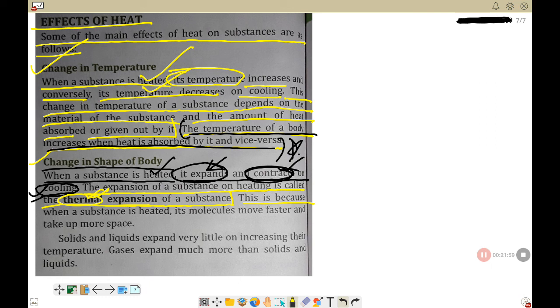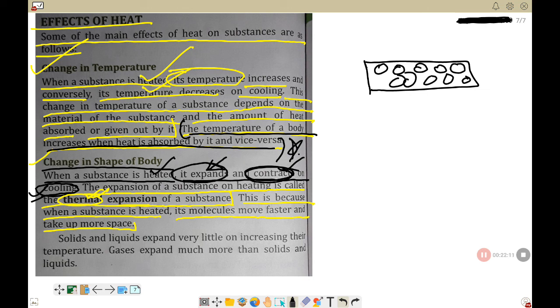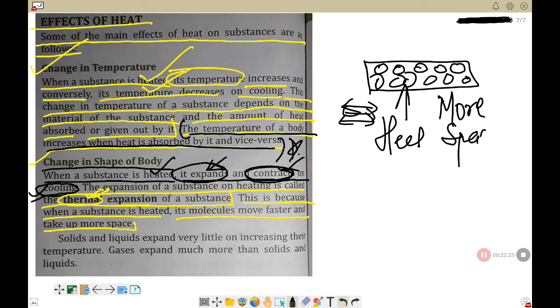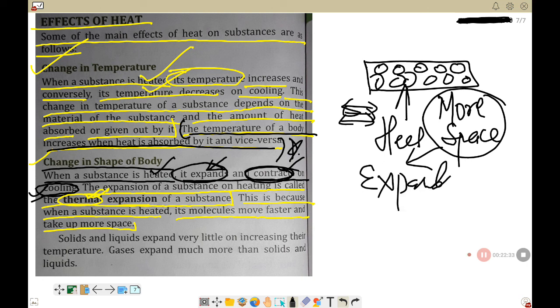So this is because when a substance is heated, its molecules move faster and take up more space. So when you are heating a substance, suppose this is your substance, and you know every substance is made up of what? Molecules. So when you are heating this substance, these molecules will start to vibrate more vigorously. So when they are moving more vigorously, they occupy more space. So when it is occupying more space, its size will increase. Understand? So that is the time when it expands.